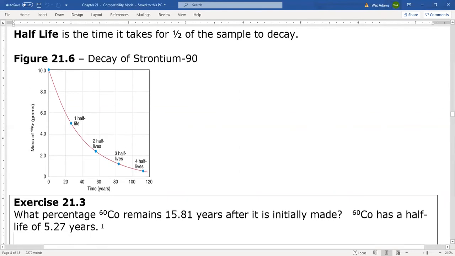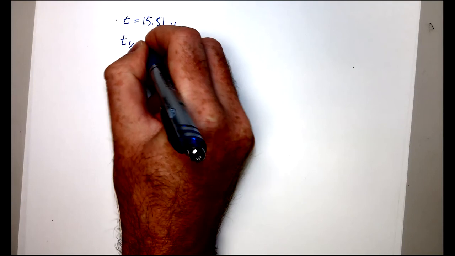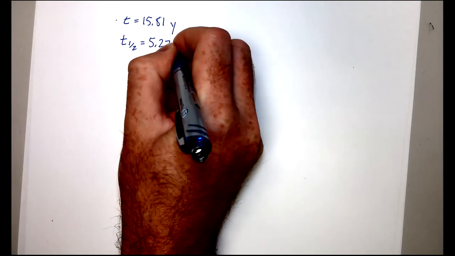So this one's pretty straightforward. What percentage of cobalt-60 remains after 15.81 years after it's initially made? Cobalt-60 has a half-life of 5.27 years. So we're just going to look at straight half-lives as opposed to pulling out first-order rate equations, but we can certainly do that. So if we look at our first-order rate law, we know our time was equal to 15.81 years, where t sub 1/2 was 5.27 years.